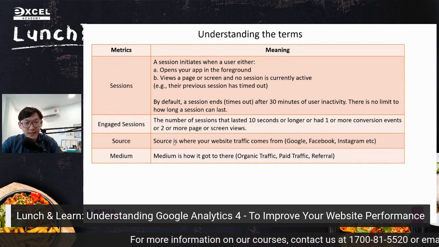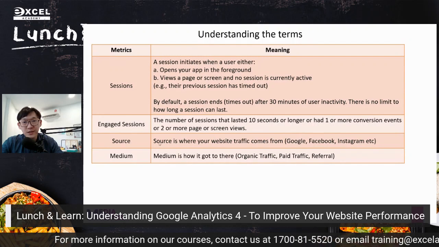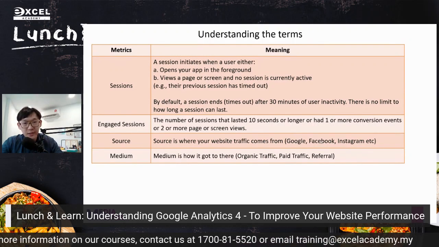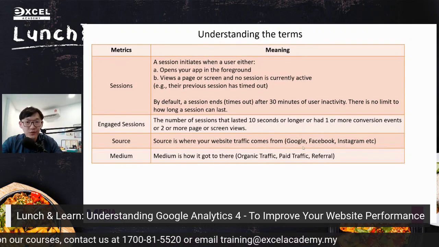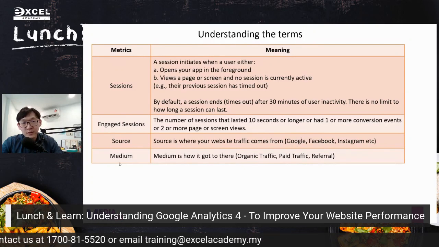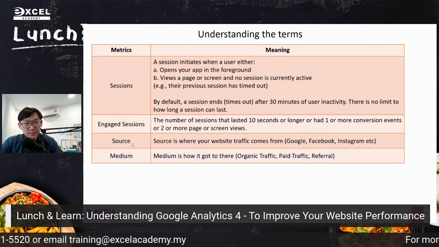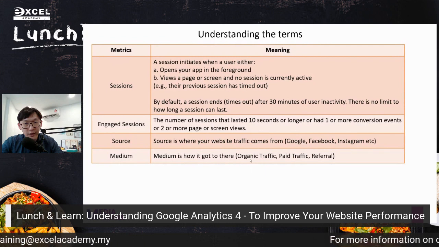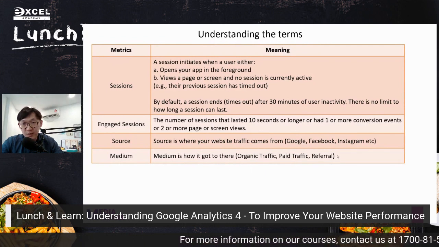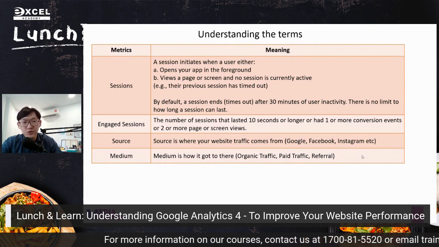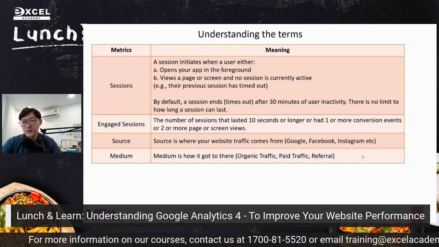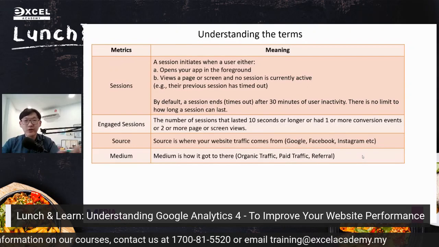Okay. And then the next one is called source. Source is where your website traffic is coming from. Source means from Google, from Facebook, from Instagram. Medium is how they got there. So for example, a source can be from Google. Medium can be organic traffic, paid traffic, display ads, YouTube ads, and so forth. Source is from a place. Medium is how they got there.